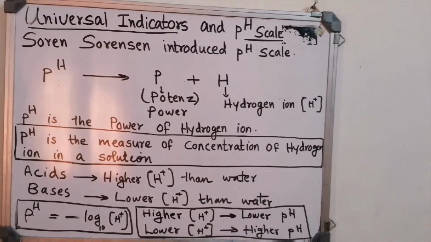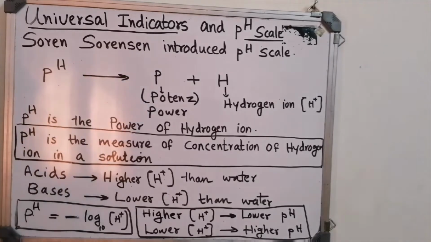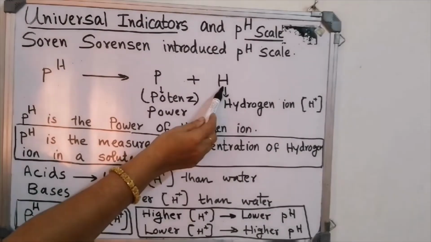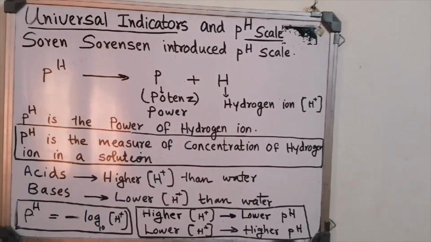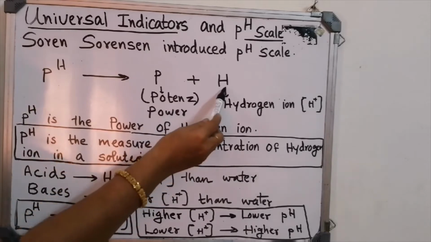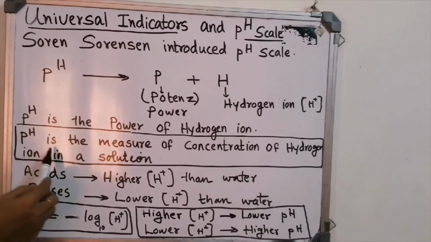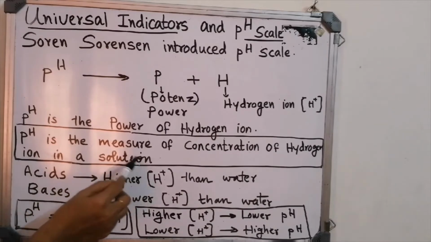The pH scale was first introduced by the Danish scientist Søren Sørensen, and pH is taken from two terms, P and H. P, potenz, is a German word meaning power, and H stands for hydrogen ion. So we can say pH is the power of hydrogen ion, or pH is the measure of concentration of hydrogen ion in a solution.